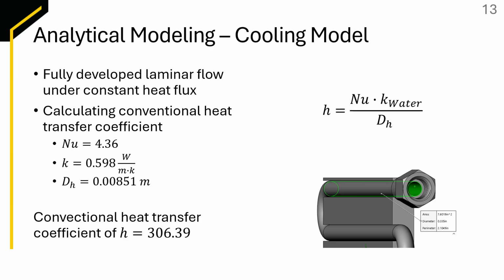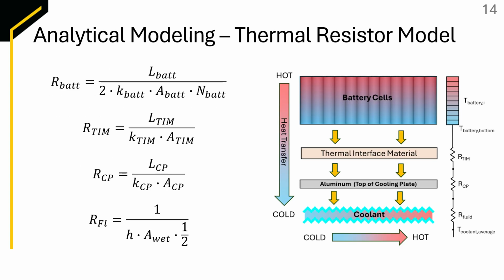We can plug this into our convective heat transfer coefficient equation and get a value of 306.39. This value is in W/m²K. The resistor method is made up of 4 resistors.